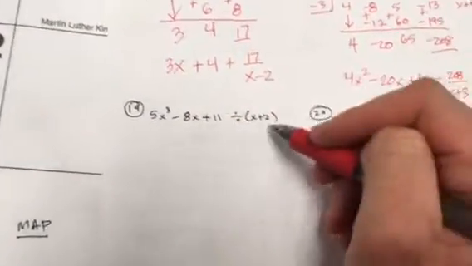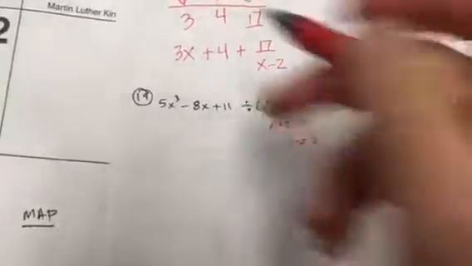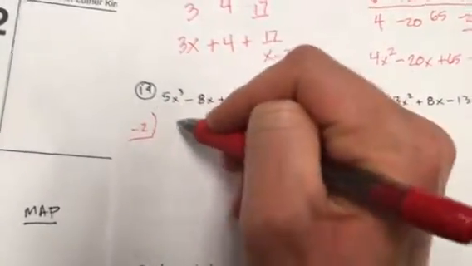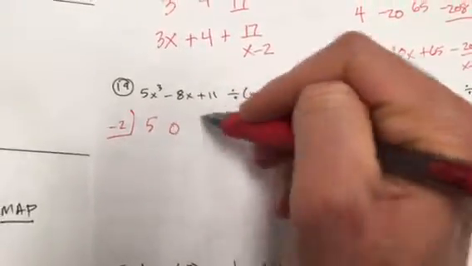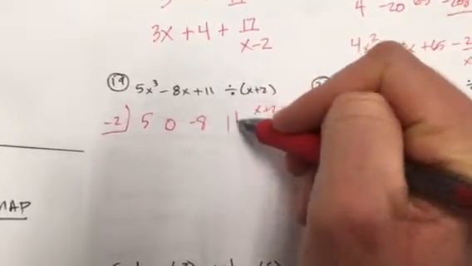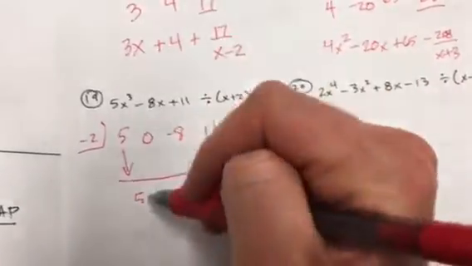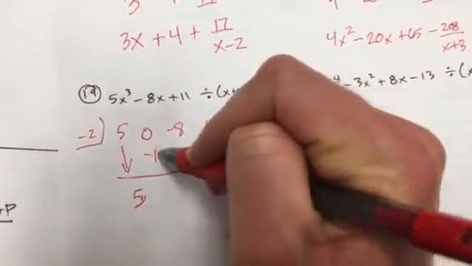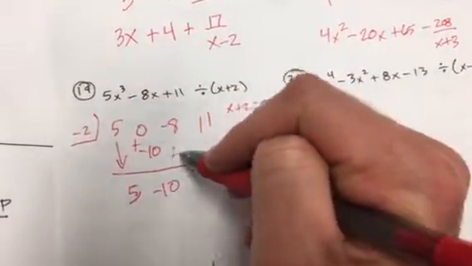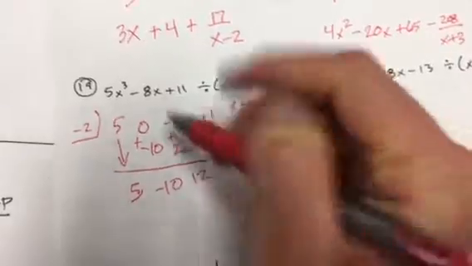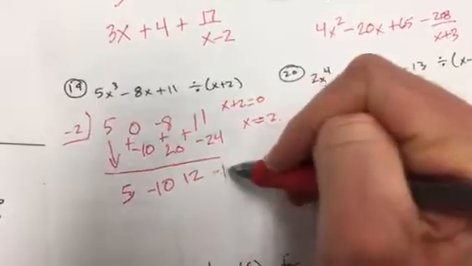On this one, set x plus 2 equal to 0. You get x is negative 2. Negative 2 goes in the cubby. 5 for 5x to the third. 0, there's no x squared term, so put a 0 there. Then a negative 8 for the 8x, then 11. Bring the 5 down. Negative 2 times 5 is a negative 10. Add them together, you get negative 10. Negative 2 times negative 10 is 20. Add them together, you get 12. Negative 2 times 12 is a negative 24. Add them together, you get negative 13.